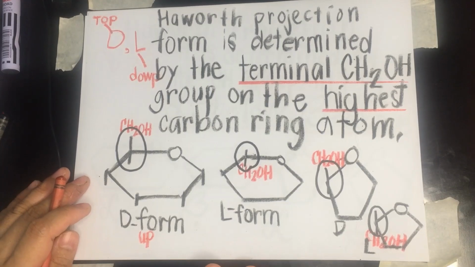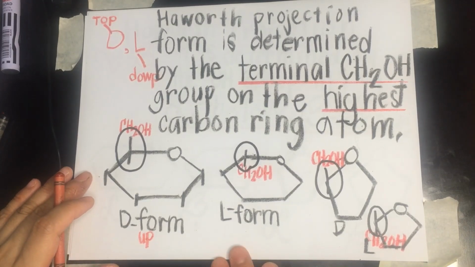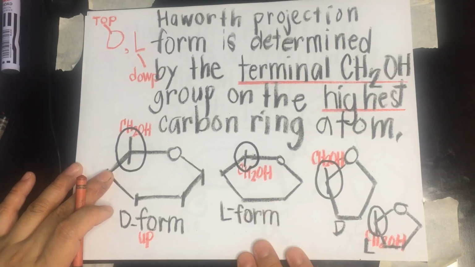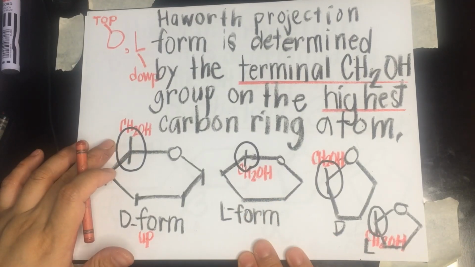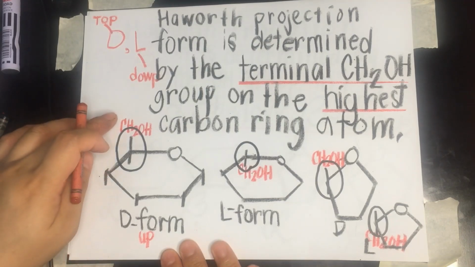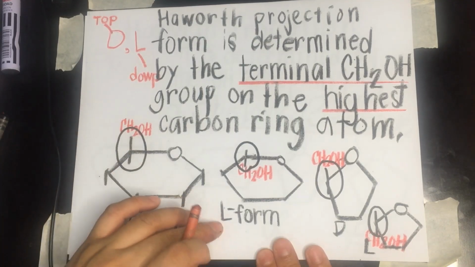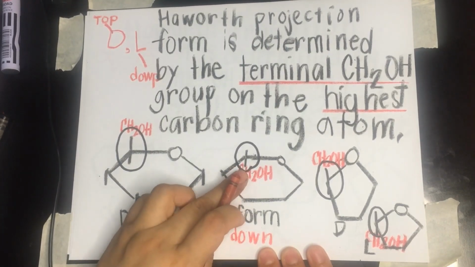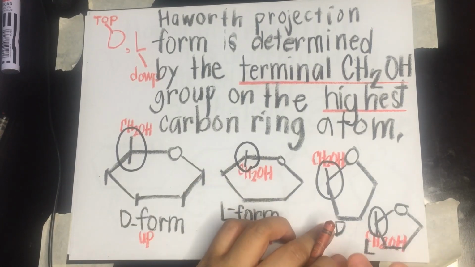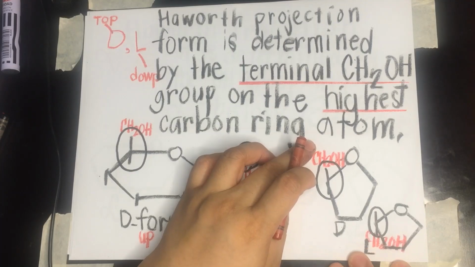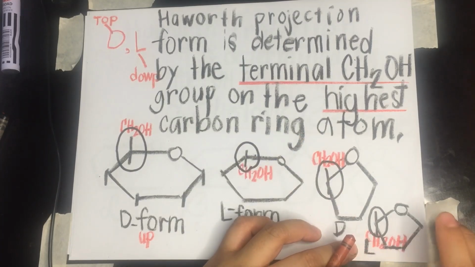So once again, in the Haworth projection, our basis will be the highest carbon atom in a ring. We have here the terminal carbon, and this is your CH2OH. If it is in D form, you are going to place it on top. If it is an L form, you are going to place it down or below. Same is true with the furanose. If it is in D form, you place it on top, and if it is in L form, you place it below.